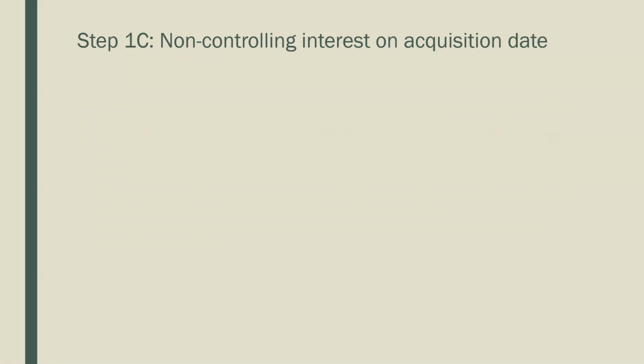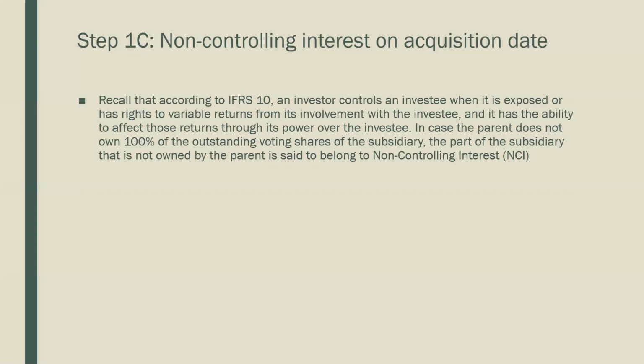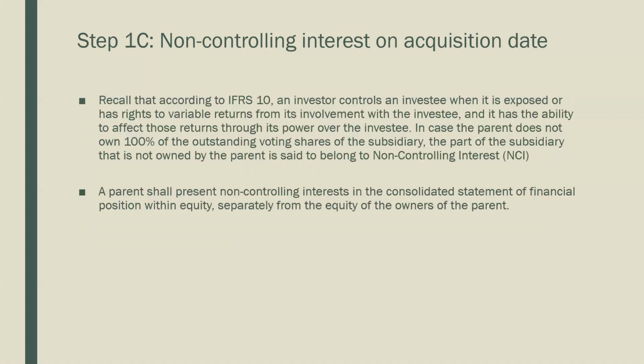Third part of the first step, looking at non-controlling interests on the date of acquisition. So keep in mind, according to IFRS 10, an investor controls an investee when it is exposed to or has rights to variable returns from its involvement with an investee, and it has the ability to affect those returns through its power over the investee. So if the parent company does not own 100% of the outstanding voting shares of the subsidiary, the part of the subsidiary that is not owned by the parent is called non-controlling interest. A parent must present non-controlling interests on the consolidated balance sheet within equity, but separate from the equity of the parent owners.